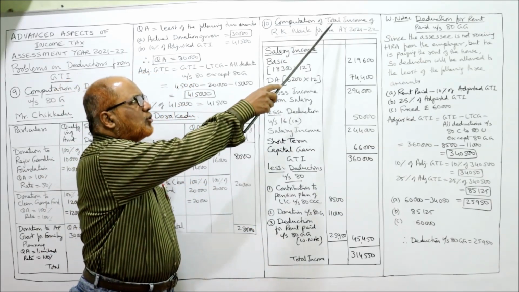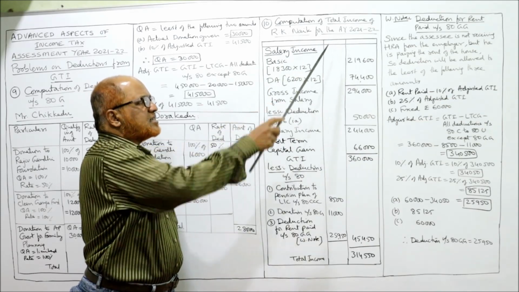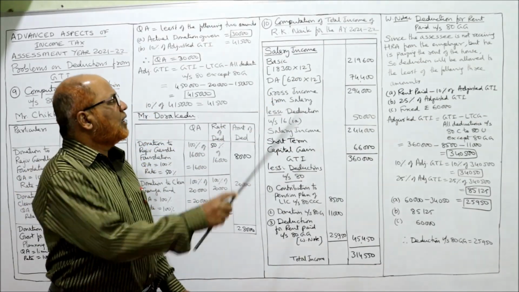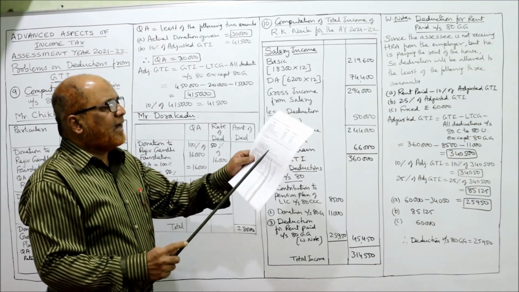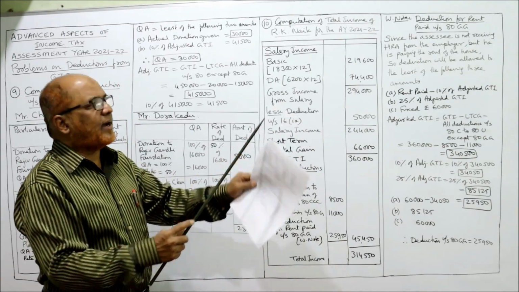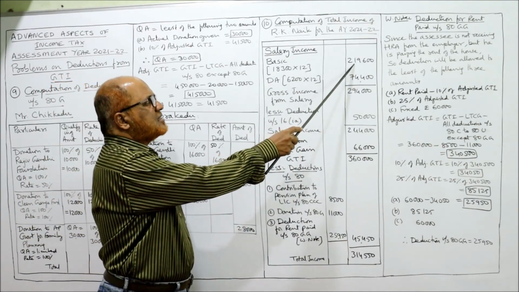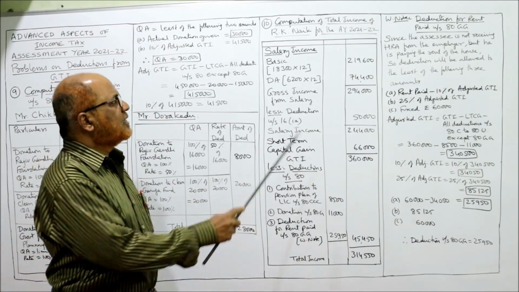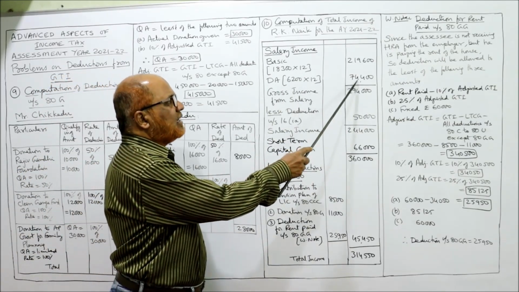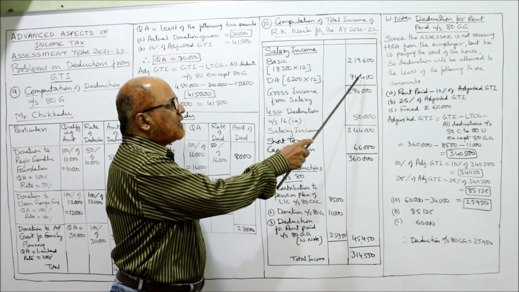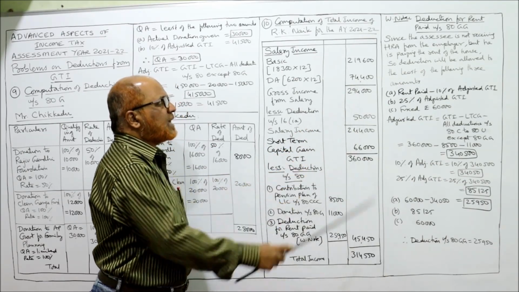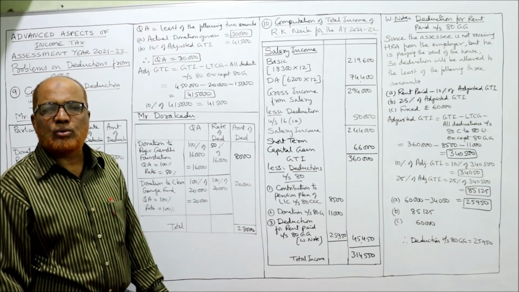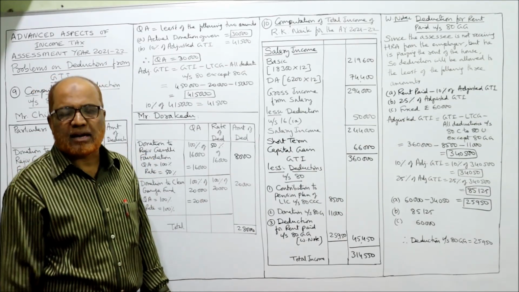Salary income. Computation of total income of Mr. R.K. Naik for the assessment year 21-22. Salary income. Basic pay 18,300 is given. So 18,300 into 12 is 2,19,600. Dearness allowance, DA, 6,200 per month. 6,200 into 12 is 74,400. Take the total gross income from salary: 2,94,000. That's the gross income from salary.